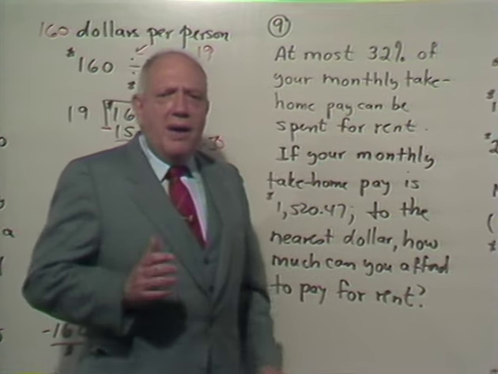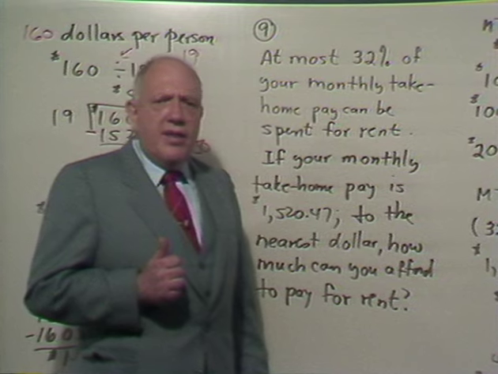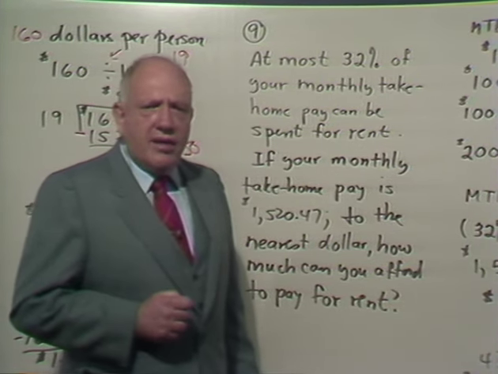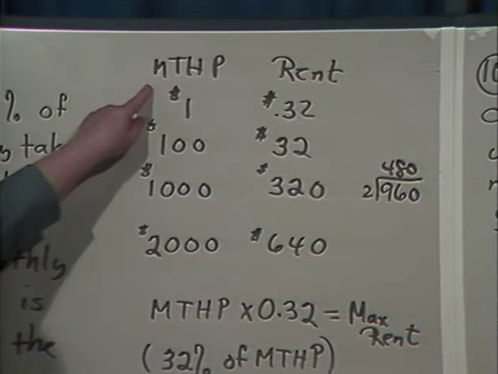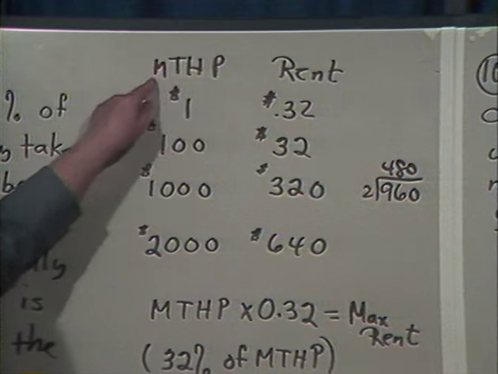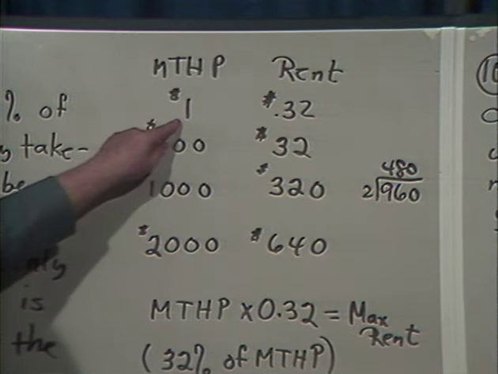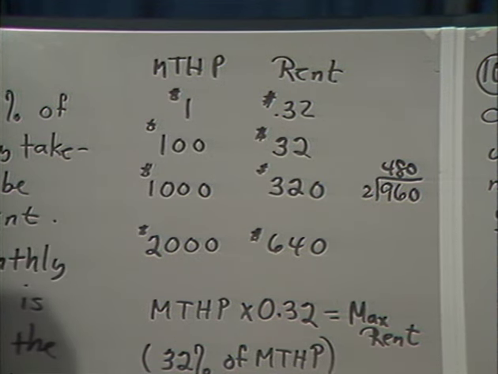Let's go back to the baby way of doing this problem. Let's see what this problem really says. What it really says is that for every dollar you take home, at most 32 cents can be paid for rent. So I'm going to use an abbreviation here so it will sound more advanced. MTHP, monthly take-home pay. Doesn't sound impressive that way? Okay, if your monthly take-home pay was $1, you can afford to pay 32 cents a month for rent.